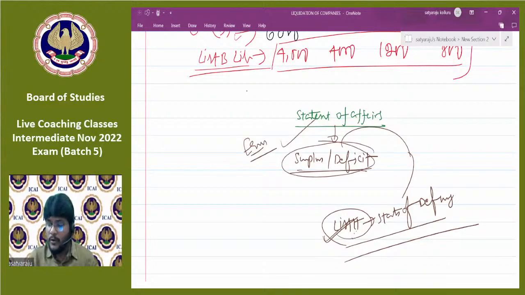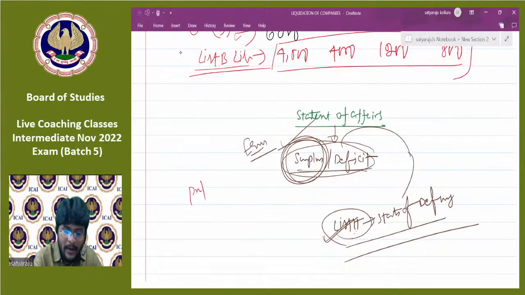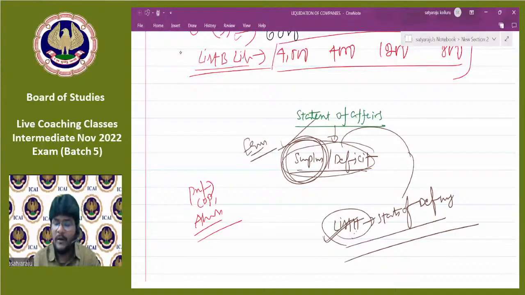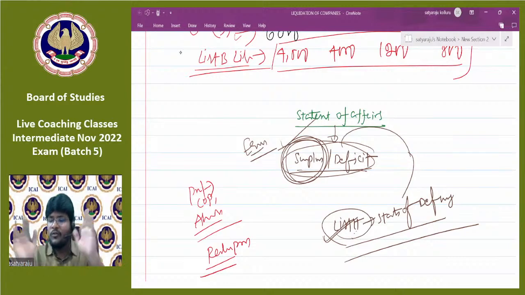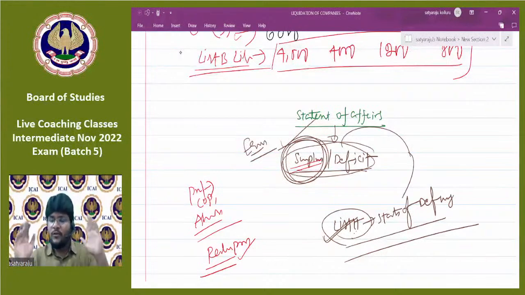I am telling you one more time. There may be reasons for surplus: the P&L account balance, that is profits, or abnormal profits. This is operating profits. This is abnormal profits. Or maybe due to realization profits. Realization profits means not due to business activities. During the process of liquidation, if the liquidator is able to realize at more than book value, then he may end up with profits. That is the reason for getting surplus by the equity shareholders.